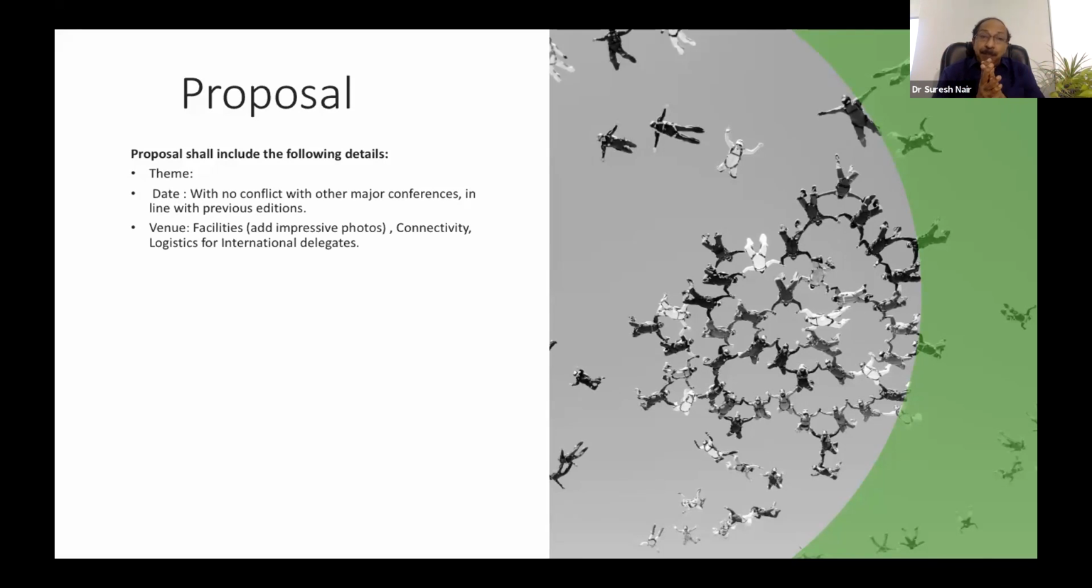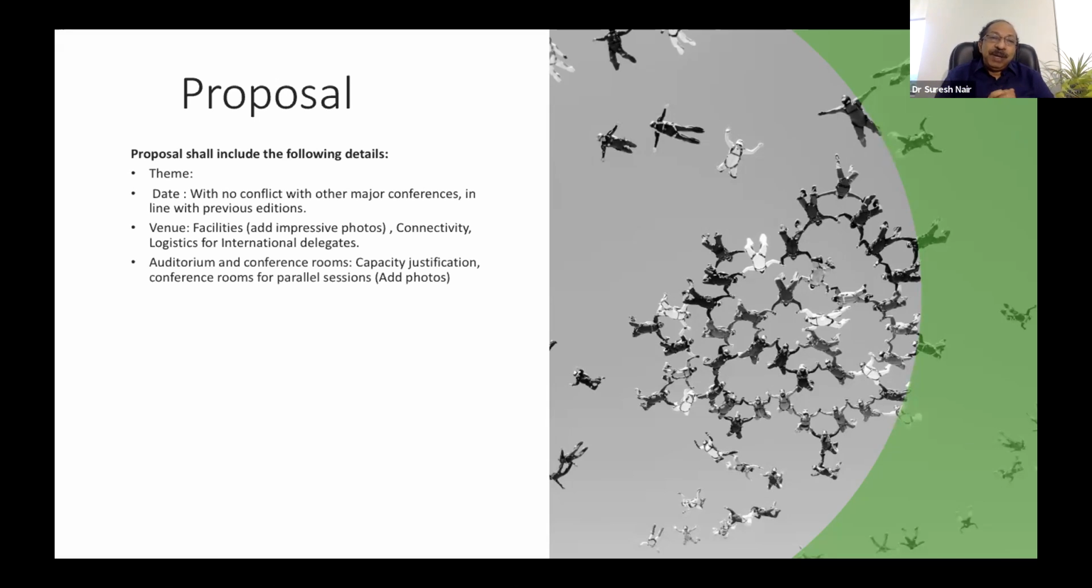You need to have impressive photos of the facilities at the venue, and connectivity, how people can connect, because flagship conferences are normally international conferences, so people have to come. You cannot tell them that they have to get down here and then take another 6 hours of journey by bus or by road, because that becomes a little inconvenient. Then logistics for international delegates: which airport they have to come from, other international airports like Singapore, Dubai and all, how to get connected, because those are the major connecting airports. So you need to specify all those things. Auditorium and conference rooms.